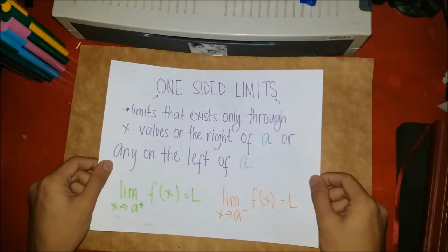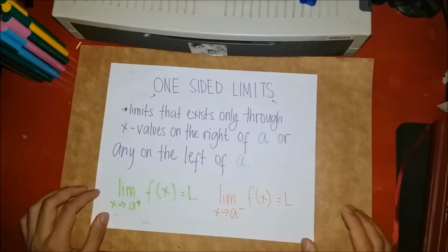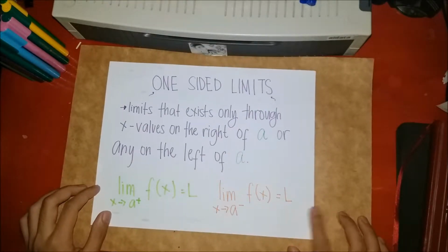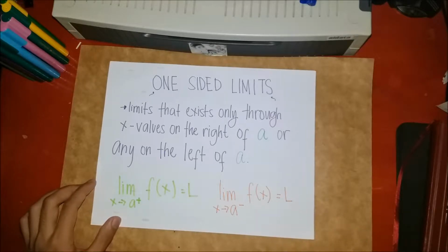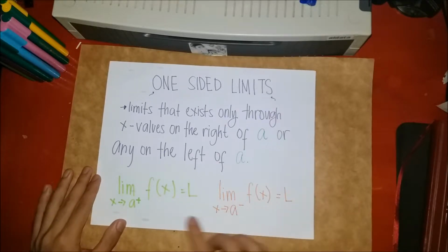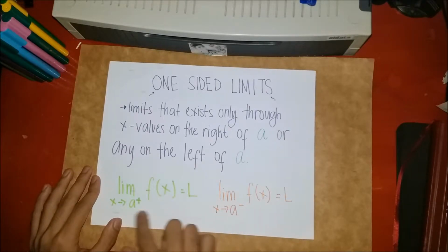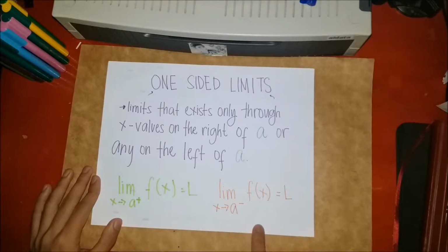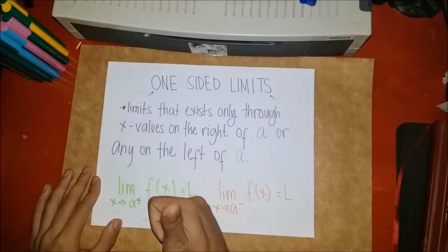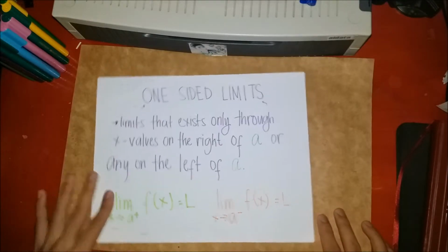When we say one-sided limits, these are limits that exist only through x values on the right of a or on the left of a. Remember that these one-sided limits will either work as x approaches a from the right or x approaches a from the left. And the plus sign and minus sign will give us a clue whether we're working on the right-hand limit or the left-hand limit. Did you understand? If you do, let's try out some examples.